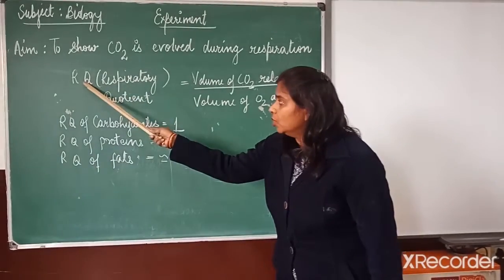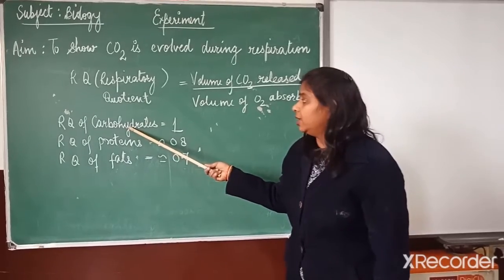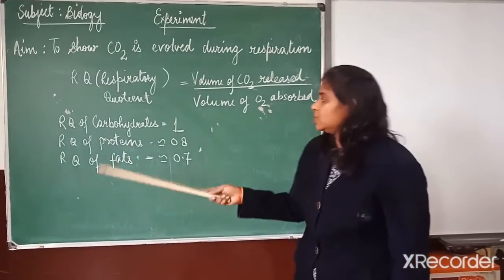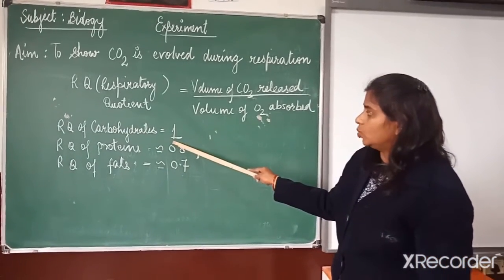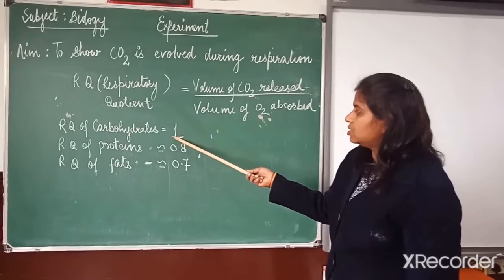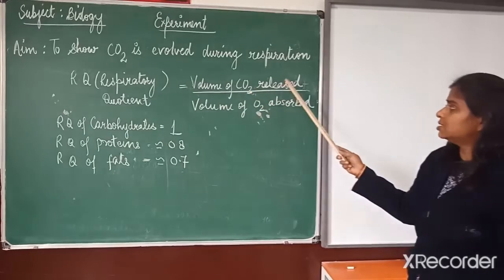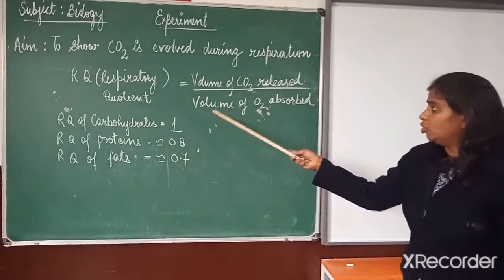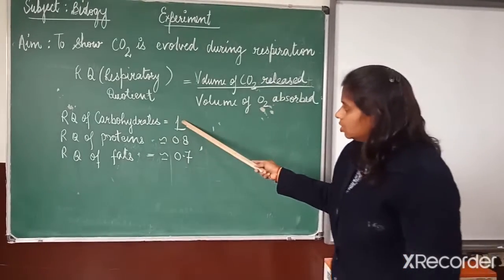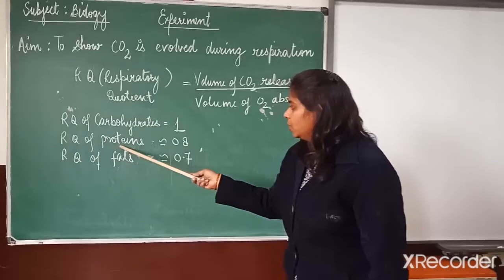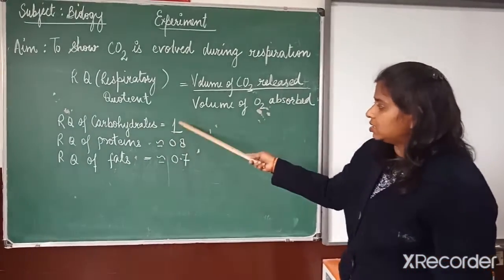This ratio, the volume of carbon dioxide released to the volume of oxygen absorbed, gives you the value of RQ. Now if we talk about carbohydrates, if we take carbohydrate instead of proteins as we have taken in the experiment, then the RQ of carbohydrate is always 1. So what have you come to know by this? If the RQ of carbohydrate is 1, that means the volume of carbon dioxide released and the volume of oxygen absorbed are the same. Then only you will get this ratio.